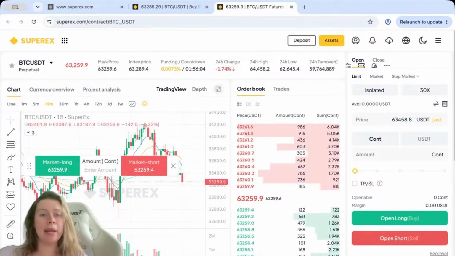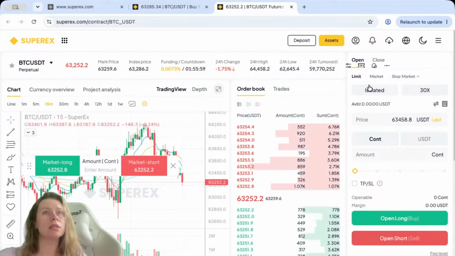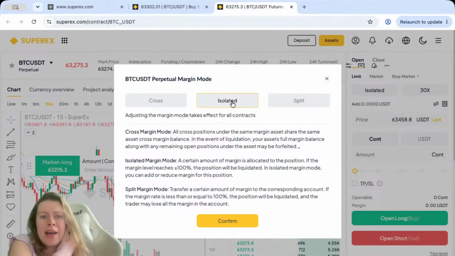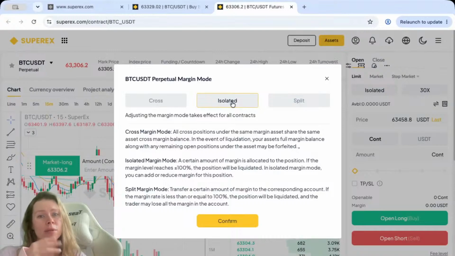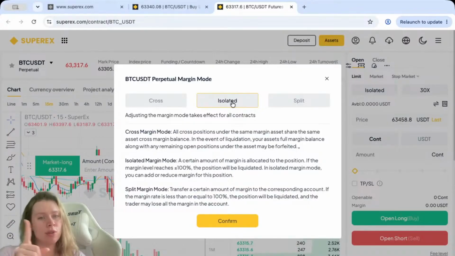Okay, before we open anything, we want to pick our margin mode. So in the trading panel, here you can click cross, isolated, or split. So cross margin mode: every position you have under this asset shares one single margin balance. With that, if one trade tanks, the system will pull from other positions' margins to prevent liquidation. Sounds nice, but pretty much if everything crashes all at once, you can lose your entire futures wallet and not just one position. So that one stresses me out.